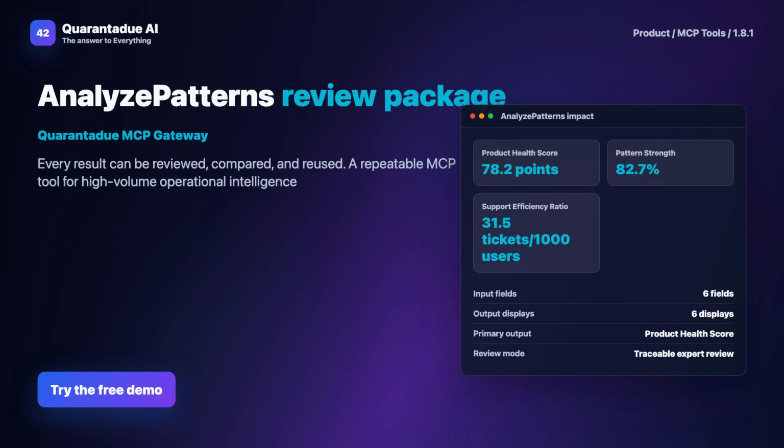In summary, AnalyzePatterns empowers product teams to move from data chaos to clarity. By automating pattern analyses across integrated data sources, it delivers consistent, actionable insights that drive strategic decisions. You save time, reduce errors, and uncover opportunities that manual methods miss.